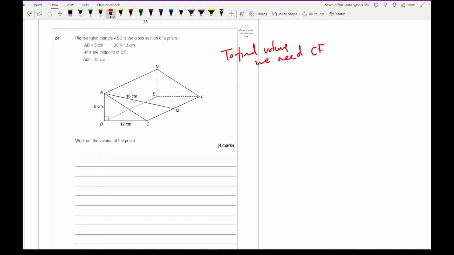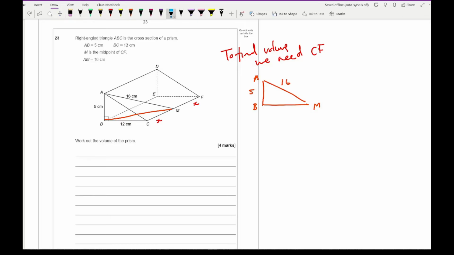Now, if this length here is x, then this length here is going to be x as well, because obviously M is the halfway point. So it's just something that you do need to note. So looking at this, what we then need to do is work out what those lengths are. Now, if I start by drawing this triangle here, let's look at this as stages. So in terms of this length, I've got A, B, and M. This length here is 5 and this length here is 16.